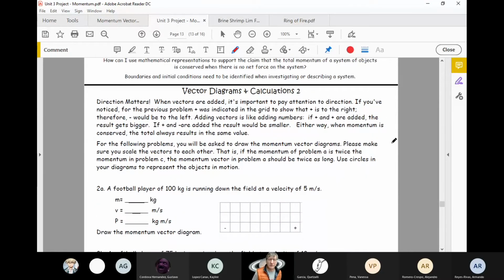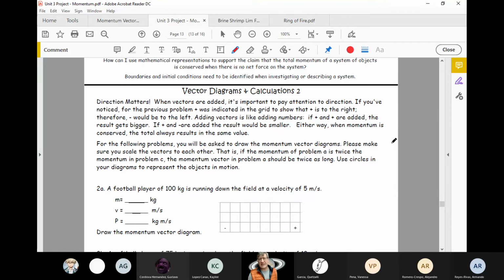Okay, so let's read through this. You should probably highlight the important text as we go here. Direction matters. When vectors are added, it's important to pay attention to direction. If you've noticed, for the previous problem, plus was indicated in the grid to show that the positive direction of movement is to the right. Therefore, minus would mean it's moving to the left.